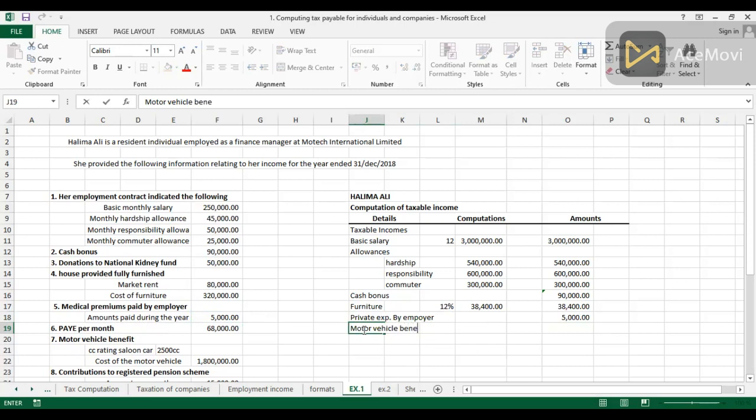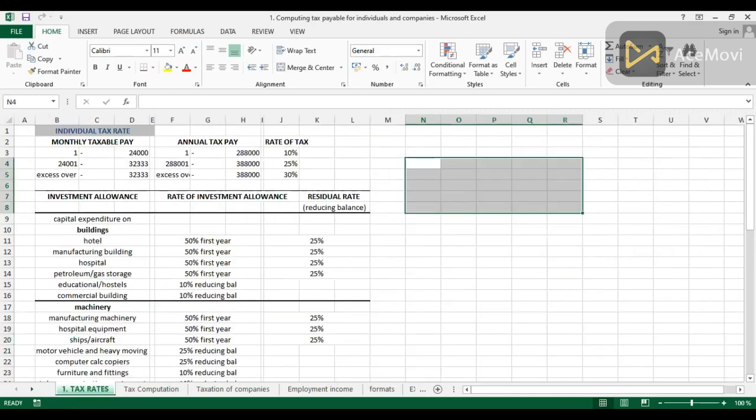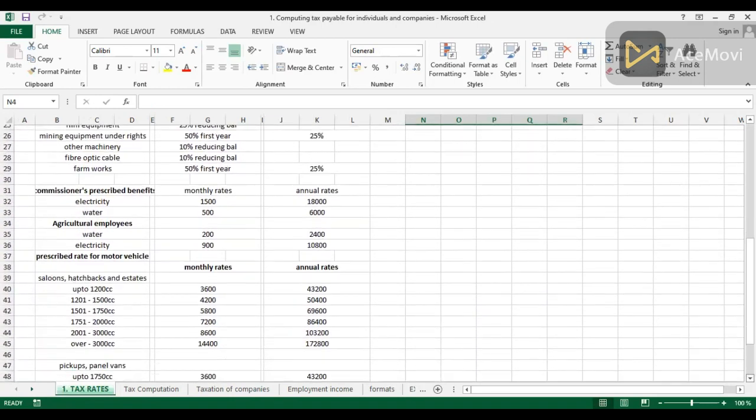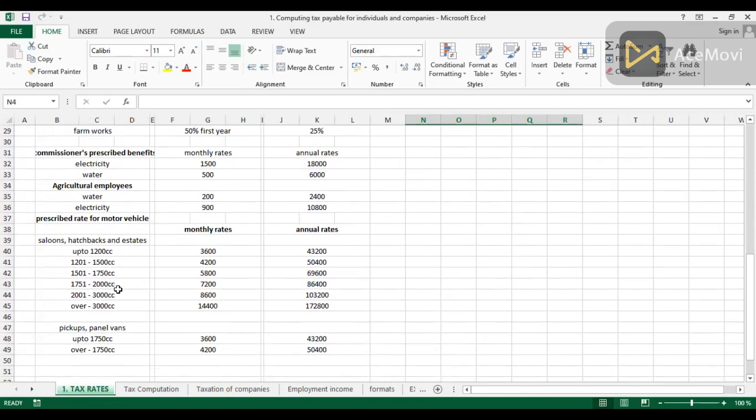Motor vehicle benefit. Okay, we have the CC rating, and we also have 24% of cost. So for the CC rating, the car is 2500 cc. So for 2500 cc, you come here to the tax rate. So 2500 cc, it's around 2000 to 3000. So it's 103,200, isn't it?